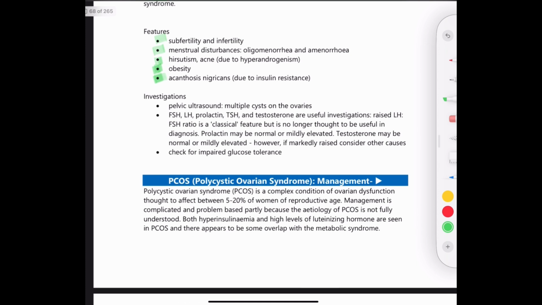So, let's discuss the investigation. How you can investigate this. Pelvic ultrasound, multiple cysts on the ovaries. When you do the pelvic ultrasound, there will be multiple cysts on the ovaries. FSH, LH, prolactin, TSH, and testosterone are useful investigations. Correct. Raised LH to FSH ratio is a classical feature but is no longer thought to be useful in diagnosis. Prolactin may be normal or mildly elevated. Testosterone may be normal or mildly elevated. However, if markedly raised, consider other causes. Correct. Check for impaired glucose tolerance.